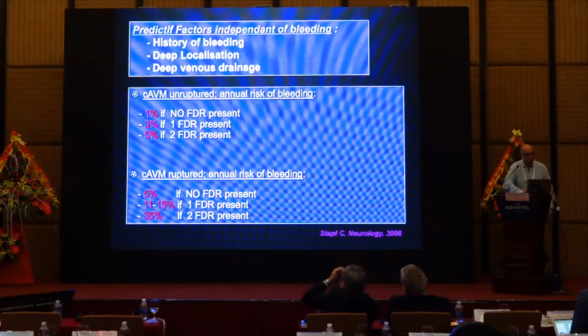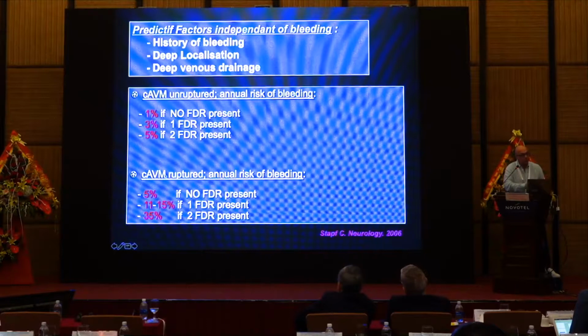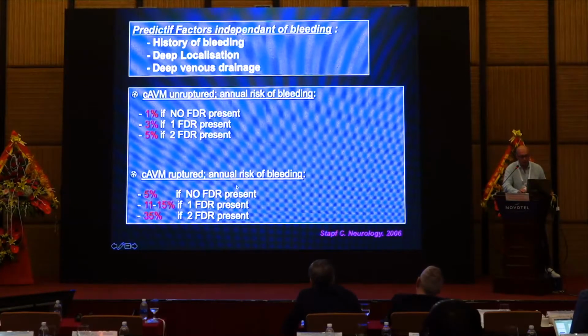So if it is an unruptured AVM, this is the annual risk of bleeding that you can present to the patient according to how many risk factors he has. If he has no risk factor, this is 1%, 3 or 5%. If it's a ruptured AVM, the risk of re-rupture of this AVM increases according to the number of risk factors that he has.